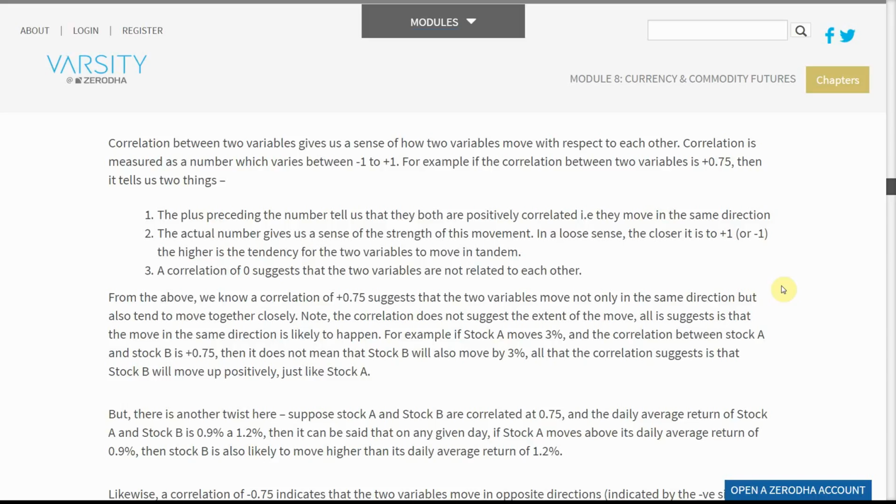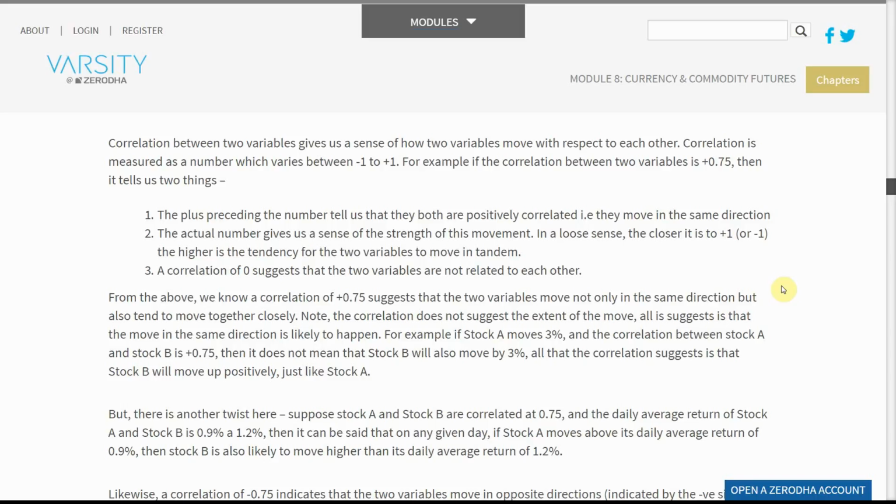From the above, we know a correlation of plus 0.75 suggests that the two variables move not only in the same direction, but also tend to move together closely. Note, the correlation does not suggest the extent of the move. All it suggests is that the move in the same direction is likely to happen. For example, if stock A moves 3%, and the correlation between stock A and stock B is plus 0.75, then it does not mean that stock B will also move by 3%.